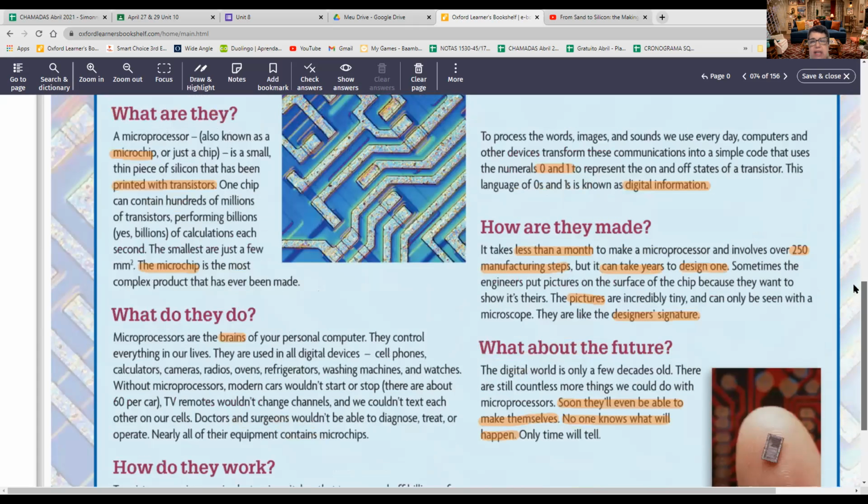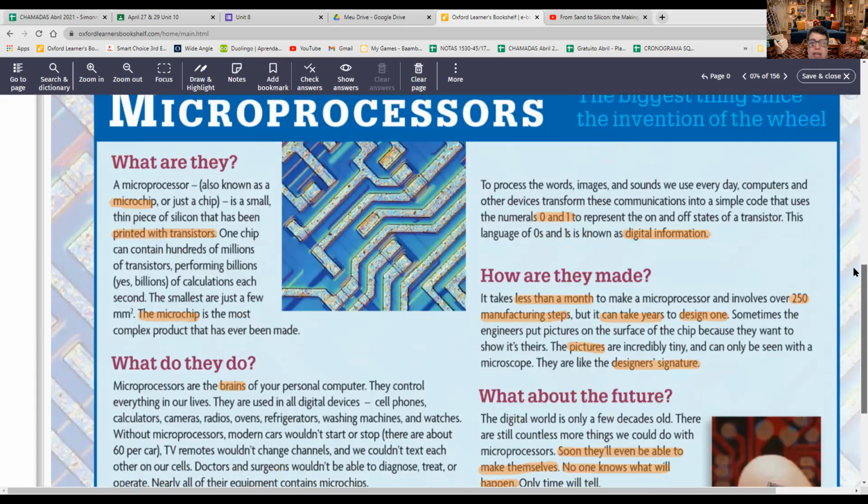Let me try to see if I find the video where a scientist is printing an image on a microchip. Let me try to find it.